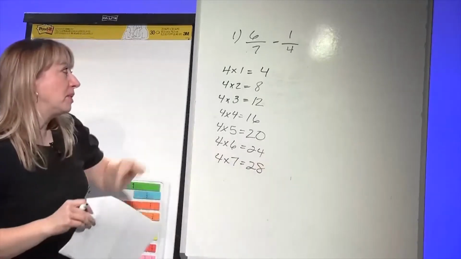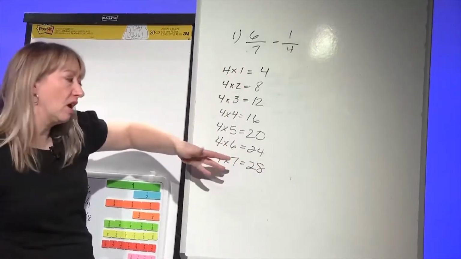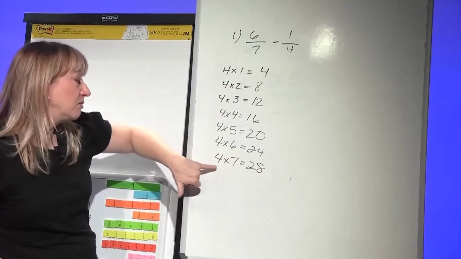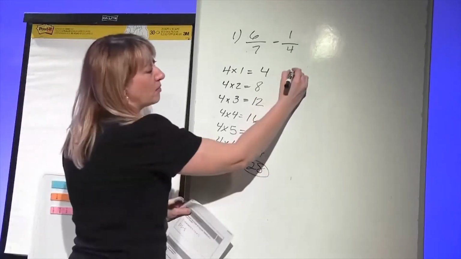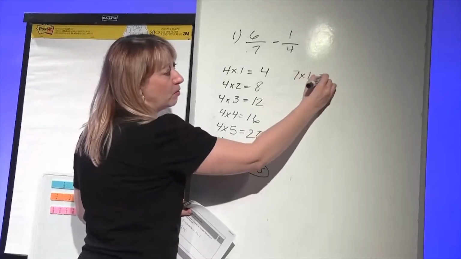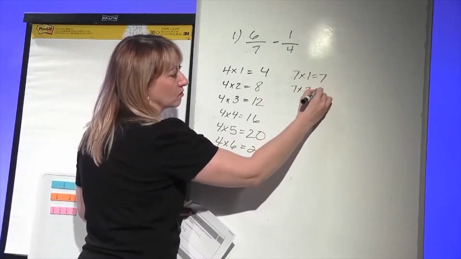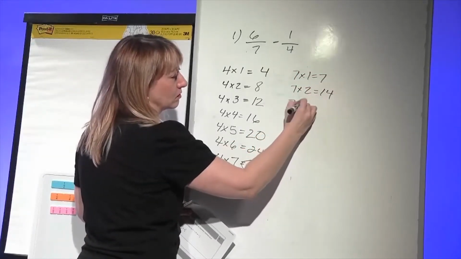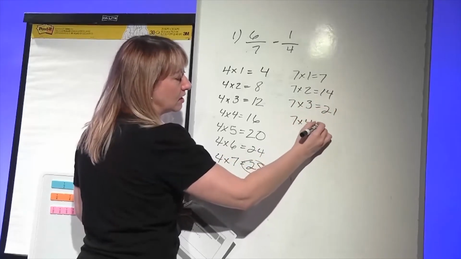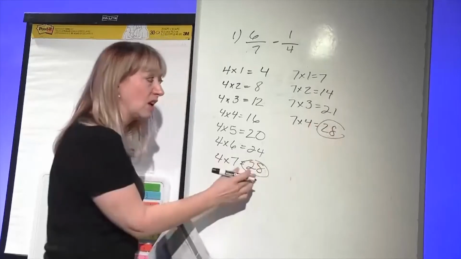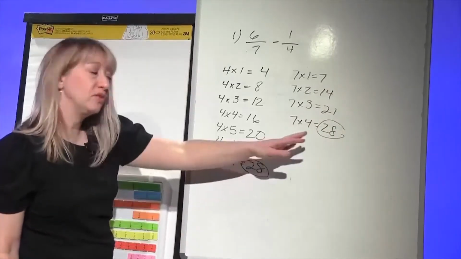So now I have my multiples of 4, and that took a little bit longer, but I can see that 4 times 7 is 28. But if I wasn't sure about my 7s, then I would write those out also. So when you do this, you can see that 28 is the only number so far that's common for both.